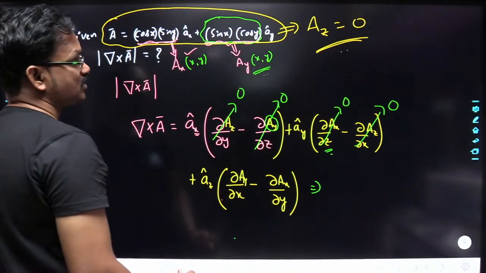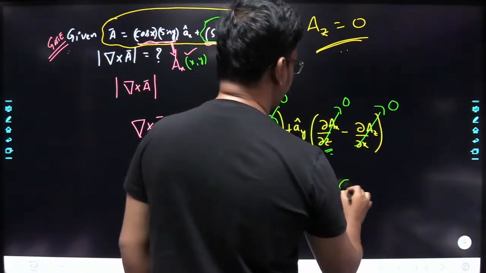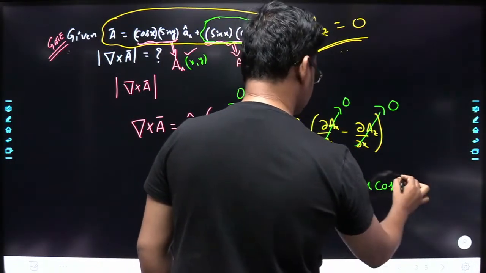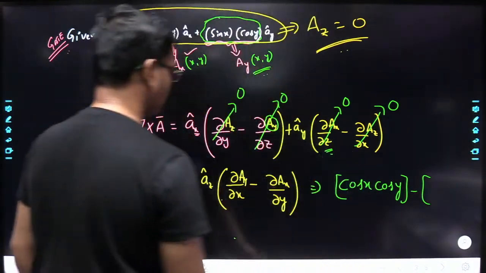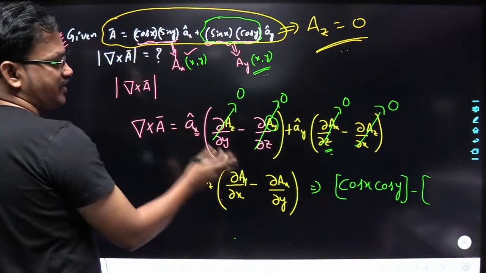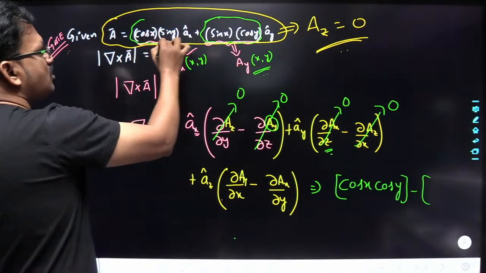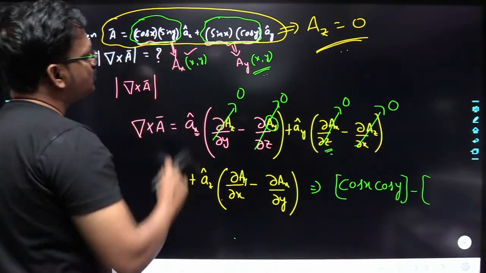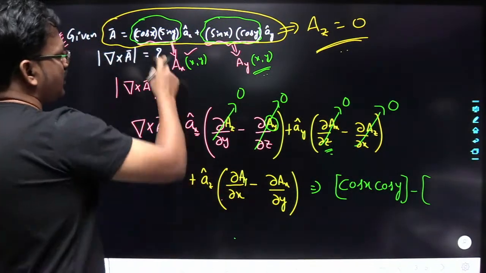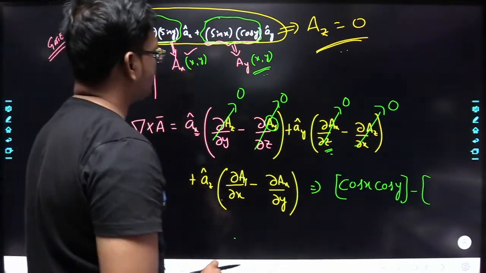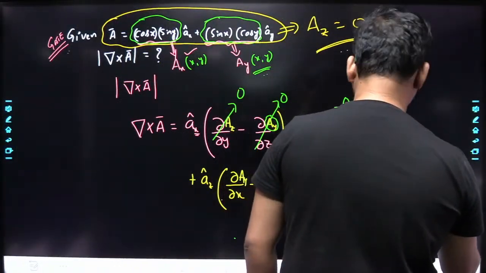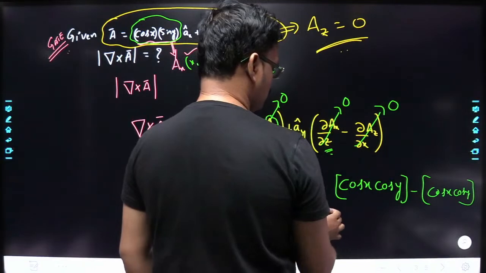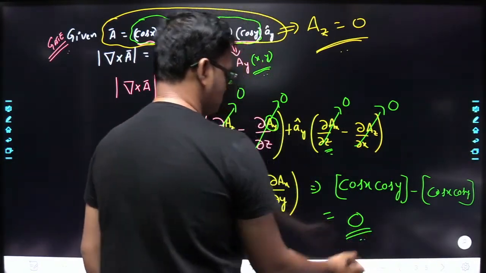Differentiation of sin x, yes or no? Differentiation of sin x is cos x. So you will get cos x into cos y, minus of, take the x component and differentiate it with respect to y. So what are you going to get? Cos x into cos y, yes or no? So take the x component and differentiate with respect to y, you will get cos x into cos y, right? So what are you going to get here? This is equal to 0.